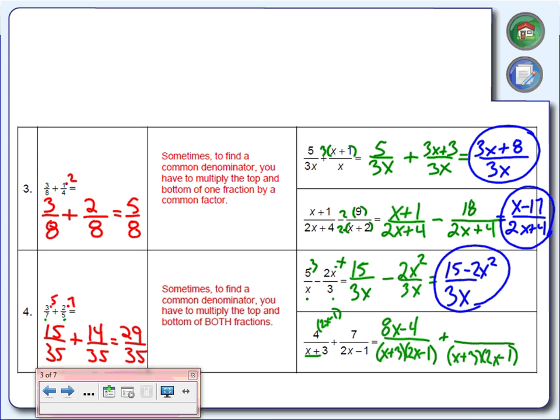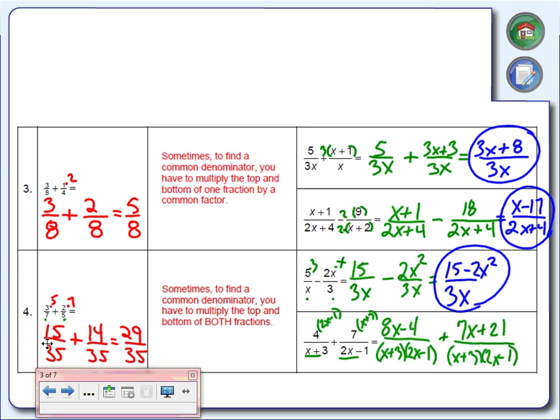Second fraction. Again, I went from having 2x minus 1 as my denominator here to x plus 3 times 2x minus 1. Again, it's a lot easier to see what we need to multiply by. What's missing over here? What do I need to multiply the 7 by? The x plus 3. So if I multiply 7 times an x plus 3, we're going to end up with a 7x plus 21. So there's one reason we don't want to actually multiply that. It's a lot easier to see what we need to multiply the numerator by.